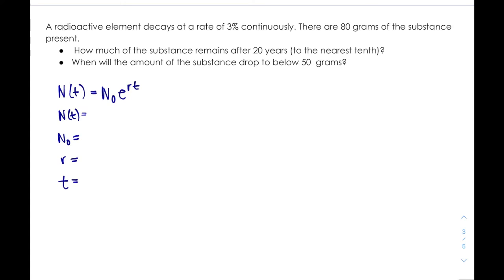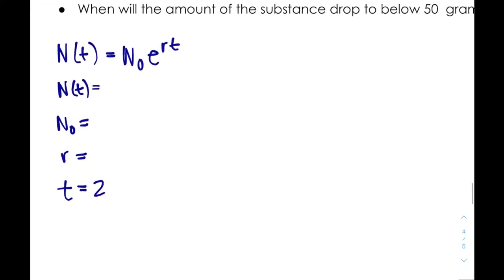We know we're using N of t equals N naught e to the rt because this is a population problem. It's not anything to do with financials. So let's fill in what we know for the first one. We know the time is 20 years, right? We are looking for the amount of decay after 20 years. We know we're starting with 80 grams. The rate is a 3% decay.